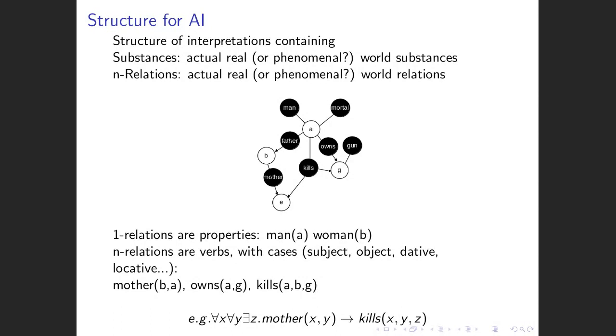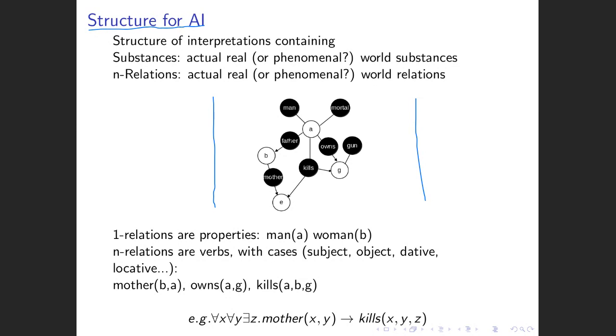Let's make this a little more concrete. That was quite an abstract overview. Let's talk about these three use cases: AI, verification, and maths. If we are doing AI, we will usually choose this type of structure. In this notation, the white circles are substances and the black circles are relations.